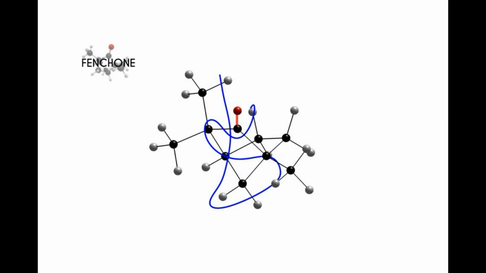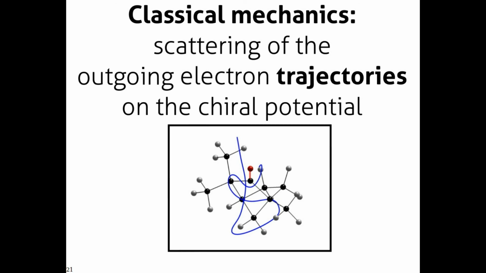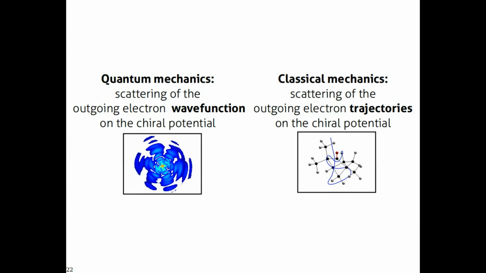The physical origin of PECD can thus be classically understood in terms of scattering of the electron trajectories in the chiral potential, which is close to the quantum picture. This is true for any laser wavelength and explains the universality of PECD.